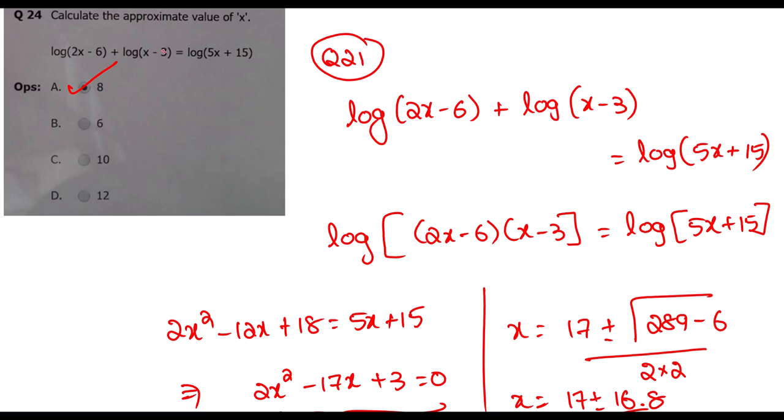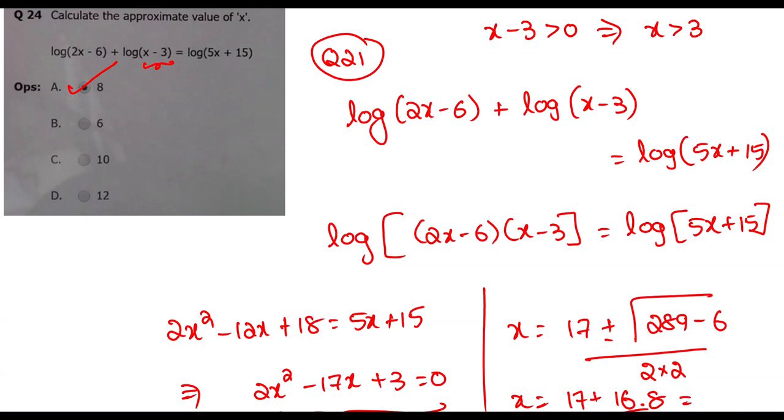See, x must be greater than 3. If it is less than 3, the logarithm will be a problem. The logarithm is defined if the inside value, x minus 3, is greater than 0. So x must be greater than 3. If you subtract, it will be less than 3. So I should use the plus symbol, with that common sense.